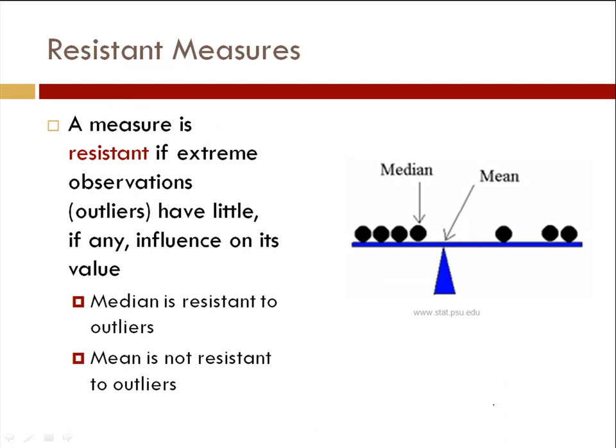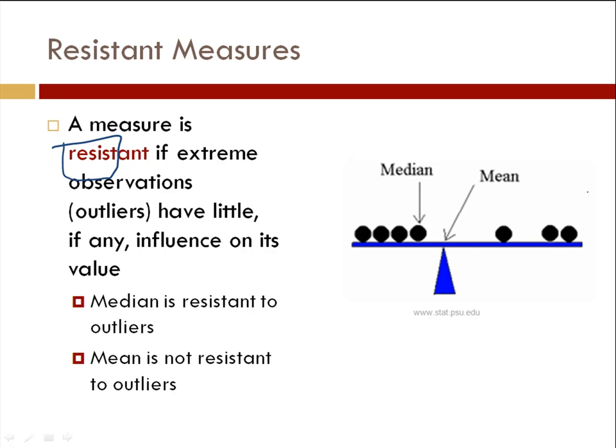What is a resistant measure? What do we mean when we say that this measure is resistant and this measure is not? Well, the root word of resistant is, of course, resist, and so a resistant measure resists change. If we only add one very extreme data value into a data set, sometimes that will change the measure of center that we're using.